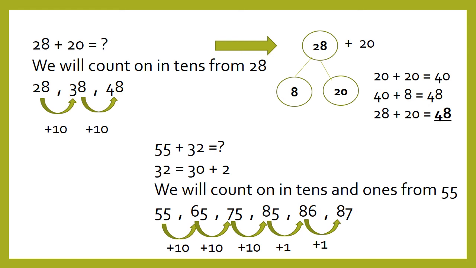So what is 55 plus 32? 55 plus 32 is 87. First I counted on in tens, and then I counted on in ones.